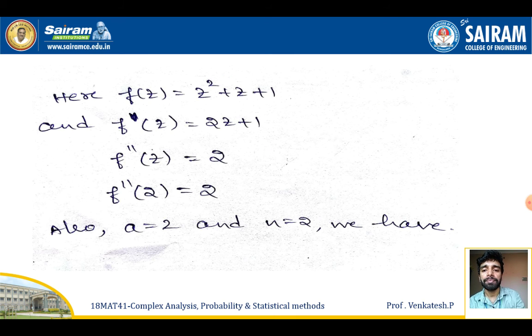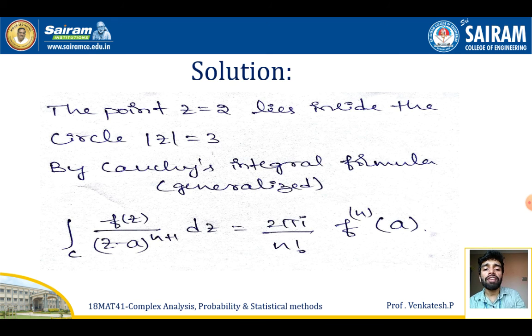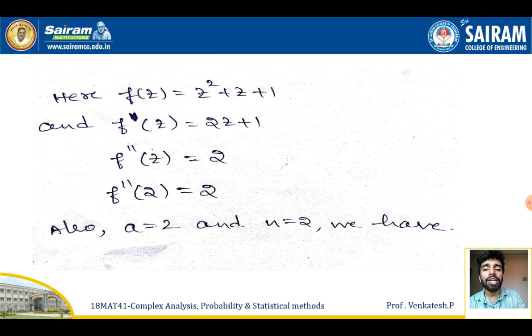Since the equation contains f double dash of a, we have to find f double dash of z from the equation. In the sense, we have to differentiate the f of z equation twice. So we'll get f double dash of z is equal to 2. On replacing the point a is equal to 2, there is no change in the value, so we'll get f double dash of 2 as 2 itself. Therefore we'll get the equation like this.